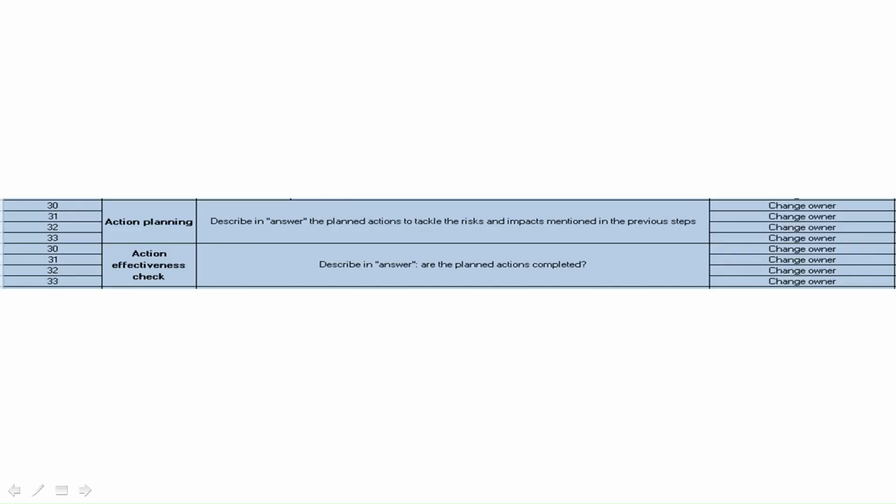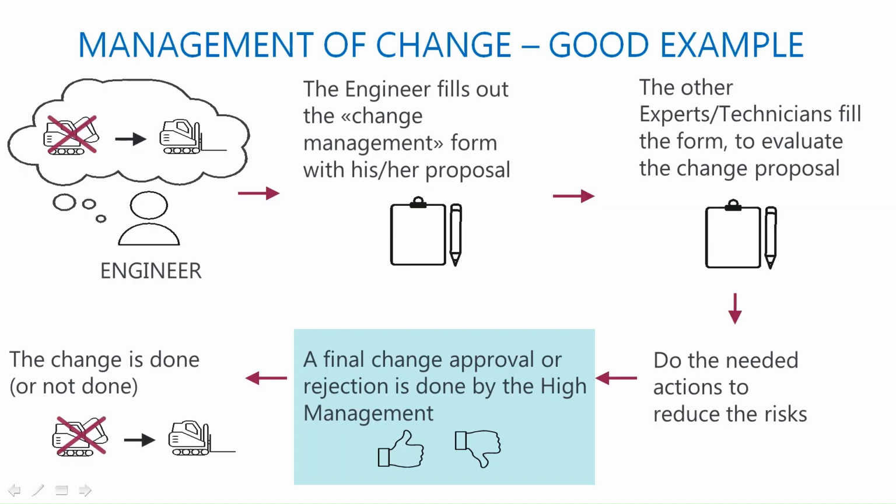In our template, this is done by a simple action planner. Please note that planning an activity is not enough. You also need to check that the activity is actually done. This is why we also have a step that is an action effectiveness check. We are now getting close to the end. In this step, high management makes the final decision to implement the change or not.